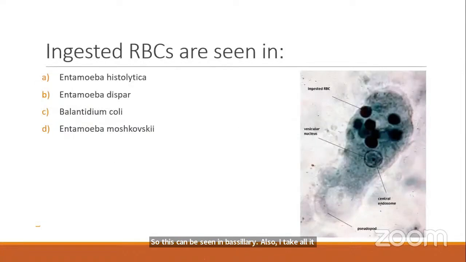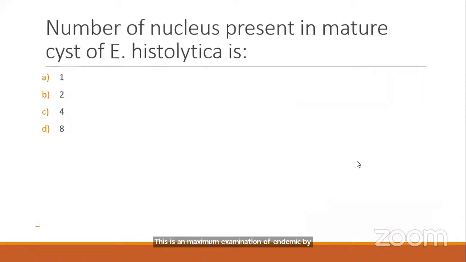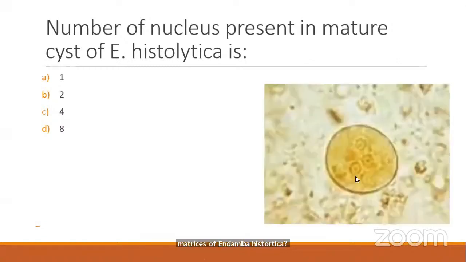Okay. So ingested RBCs are seen in which of these pathogens? Yes, it is seen in case of Entamoeba histolytica. This is a wet film examination of Entamoeba histolytica, where you can see the ingested RBCs in situ. So what is the number of nuclei present in the mature cyst of Entamoeba histolytica? Yes, it is 4. As in this diagram, you can see 4 nuclei present in the cyst of Entamoeba histolytica.